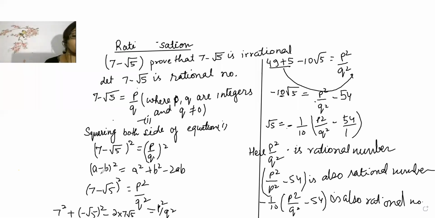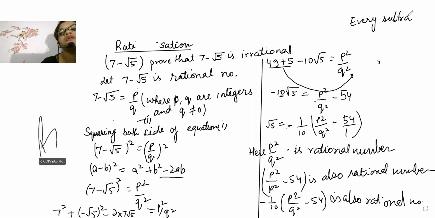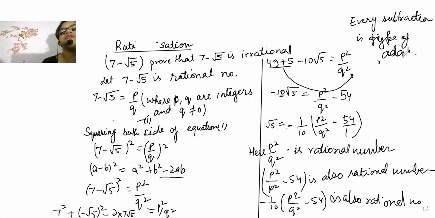What is the formula for a square plus b square, beta? Here minus 5 will come inside. Beta, every subtraction is a type of addition. First, everyone note down somewhere: every subtraction is a type of addition.